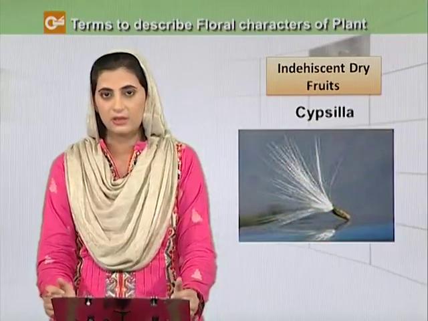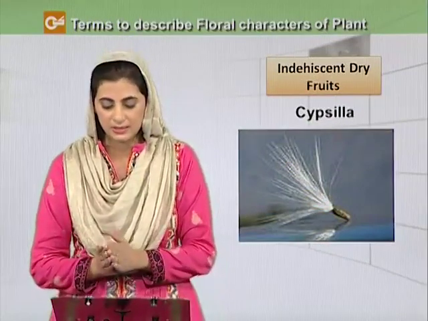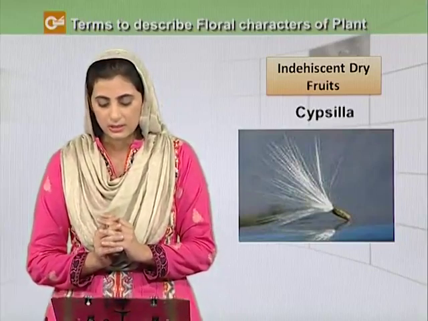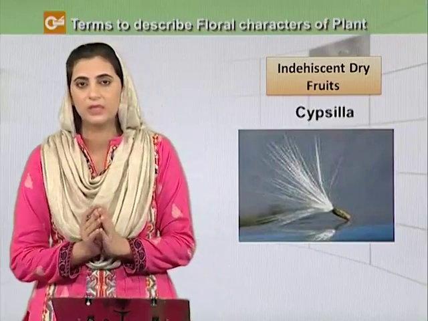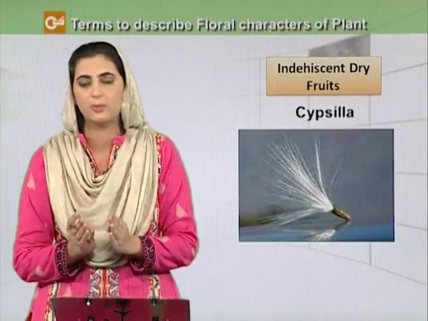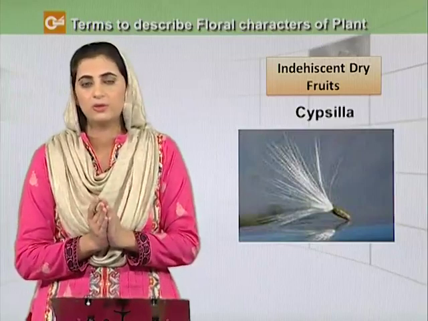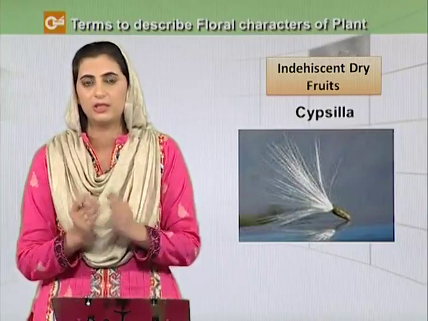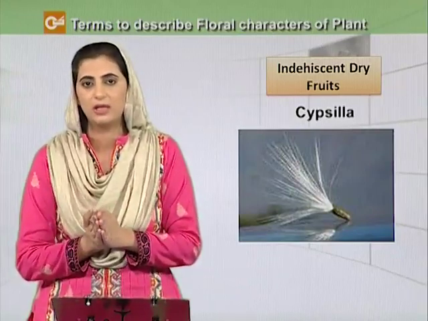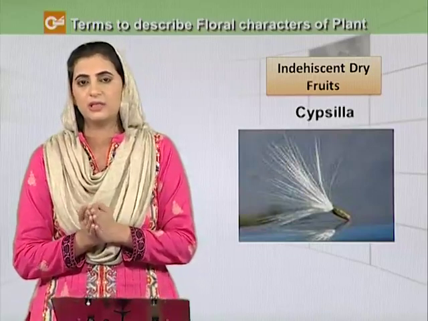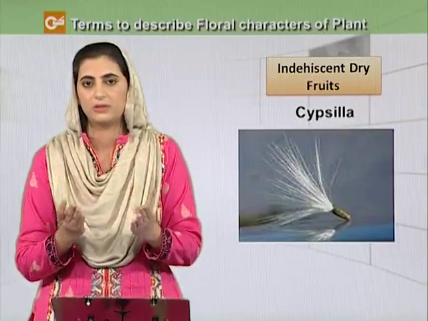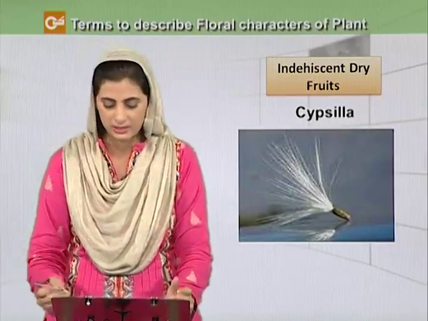And then we have Cypsela, a type of indehiscent dry fruit, and in this case we can see that it is made up of non-carpellary parts. It is actually made up of an inferior ovary. So the non-carpellary parts or tissues form this fruit. You can see here the hairs on this seed; they are made up of sepals, actually the calyx part.